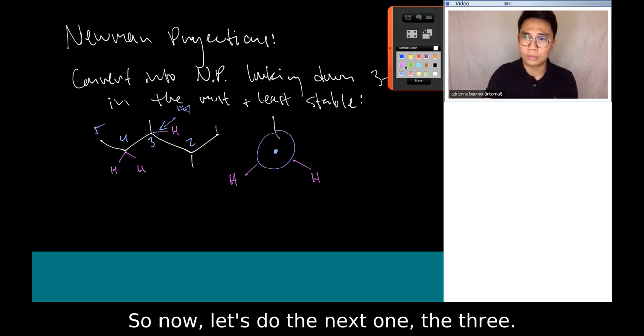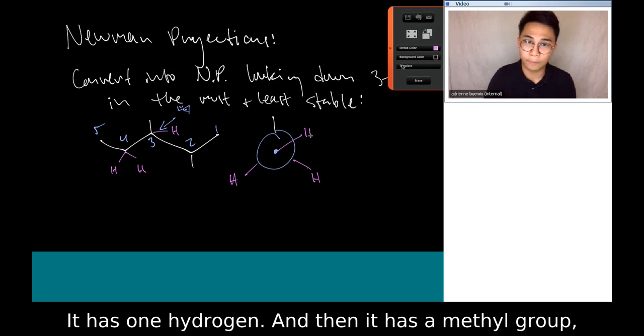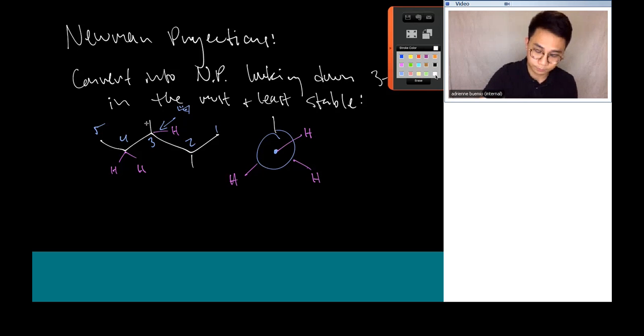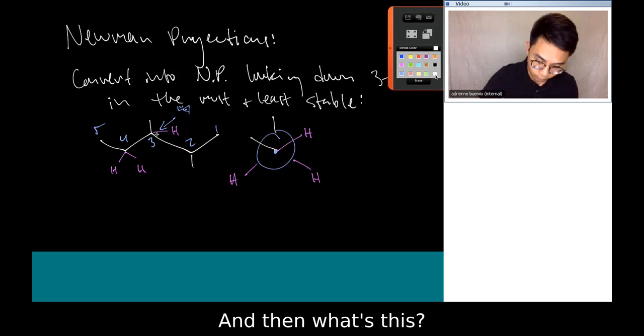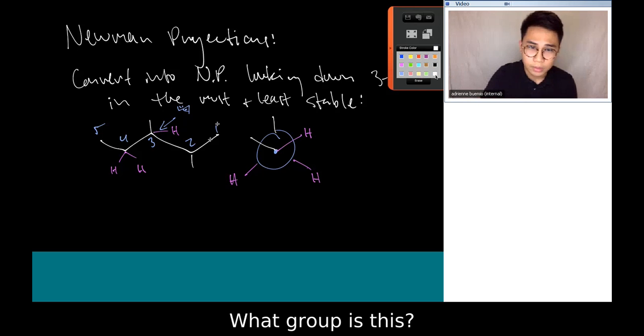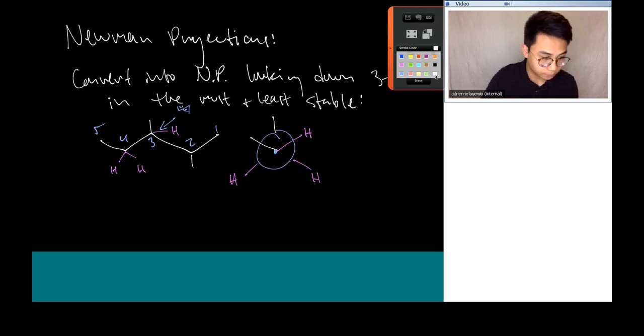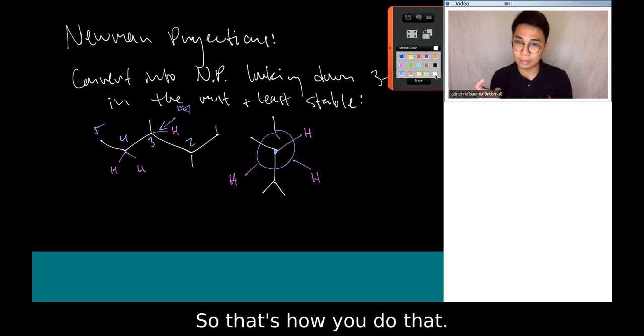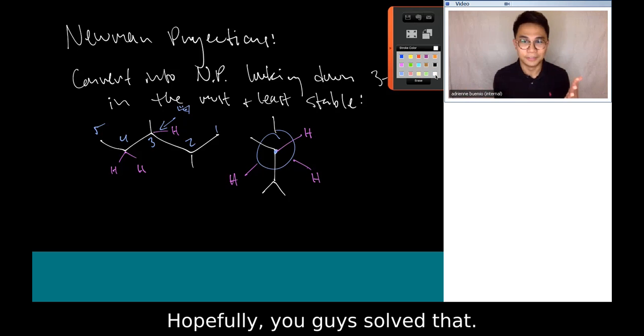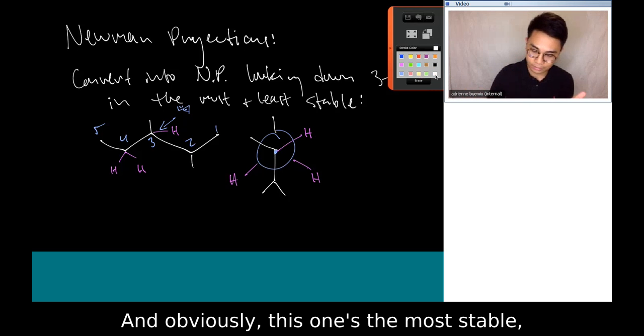So now let's do the next one, the 3. It has 1 hydrogen, right? And then it has a methyl group, which is this one. And then what's this? What group is this? 1, 2, 3. Isopropyl group, right? Yeah, that's an isopropyl. So that's how you do that. Hopefully you guys solved that. And obviously this one's the most stable because it's anti, right?